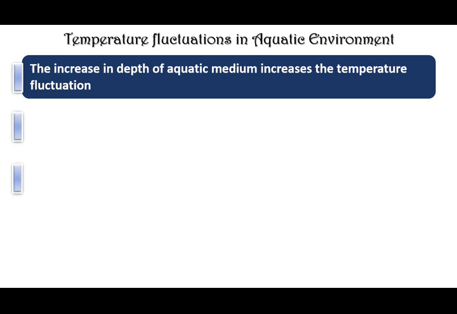Let us now study about the temperature fluctuation in aquatic environment. Temperature fluctuations are less in aquatic environment than in terrestrial one. The increase in the depth of aquatic medium decreases the temperature fluctuation.